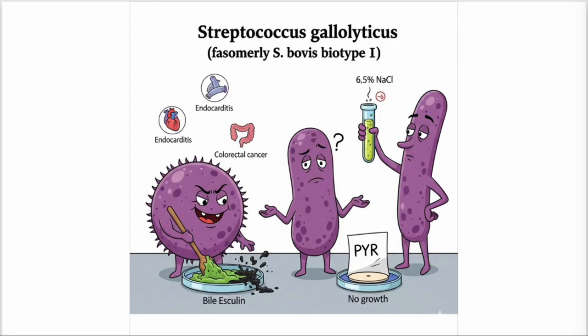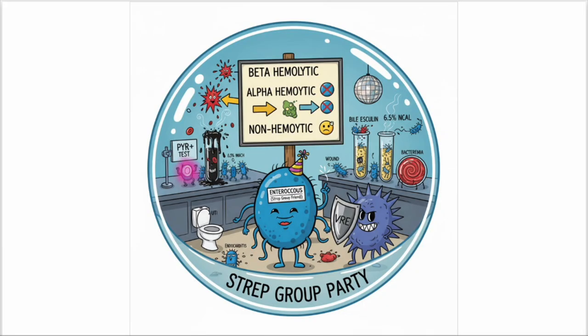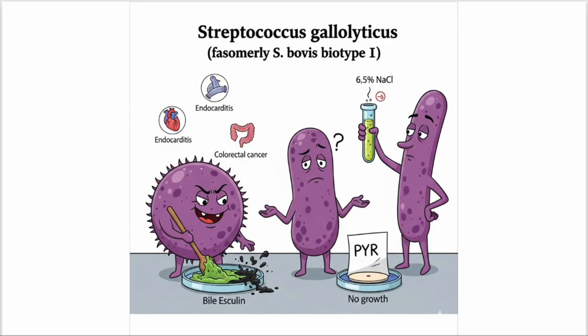So with this one, it is going to be bile esculin positive. It's PYR negative. PYR doesn't grow anything. It's a test where we take our little white disc, and if you put the reagent on it, it doesn't turn pink. It's also going to be 6.5% sodium chloride negative, so it doesn't turn the yellow broth cloudy. You can't really see that there.